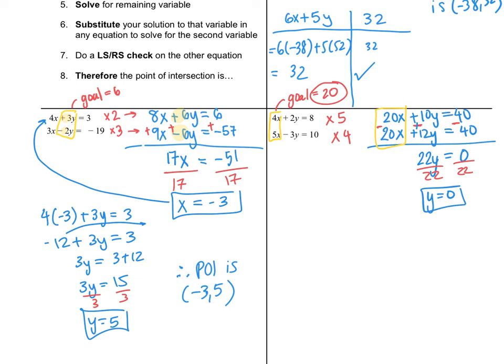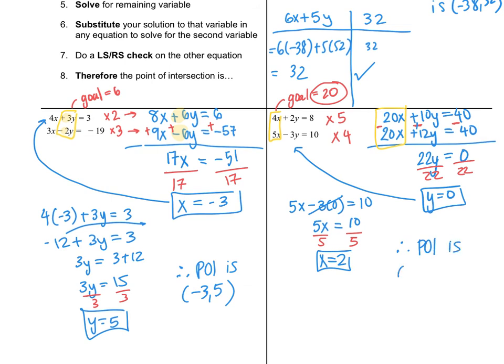And now I'll just go into the second equation. So 5x minus 3 times 0 equals 10. This 3 times 0 is 0, so that's just gone. And then we can divide both sides by 5 to get 2. So therefore, point of intersection is 2, 0. And you can check your work with the other equation as well if you want to double check.